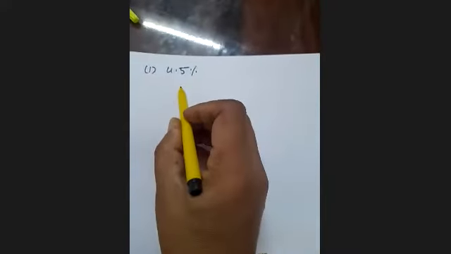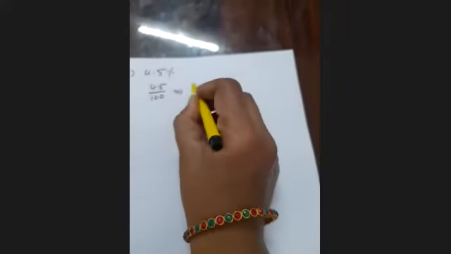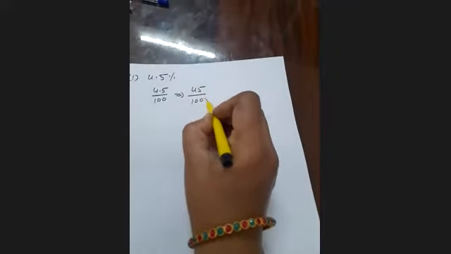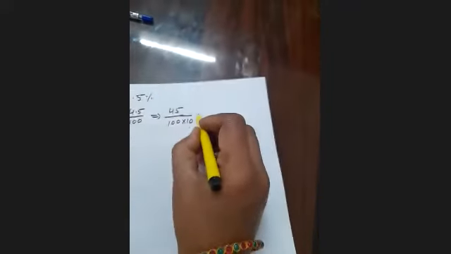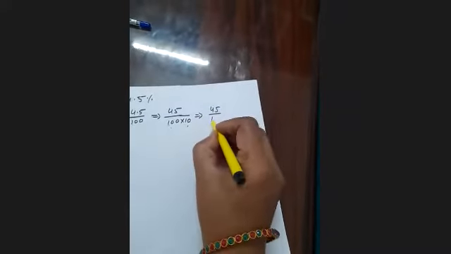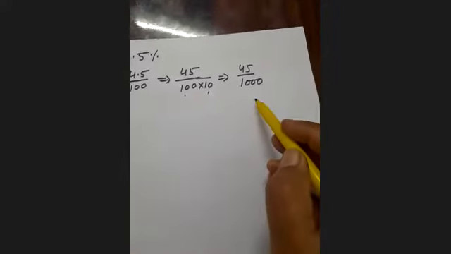First, we'll write this number as a fraction, 4.5 upon 100. Now, students, remove this decimal point. 45 upon 100. To remove this decimal, we'll divide by 10. 100 multiplied by 10 will get 1000. Now we'll get 45 upon 1000.